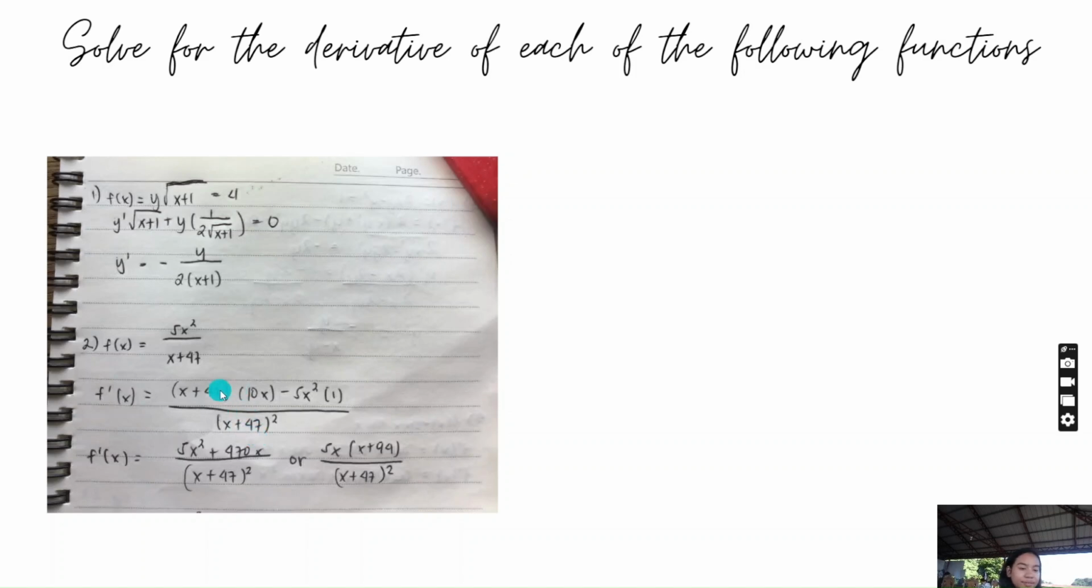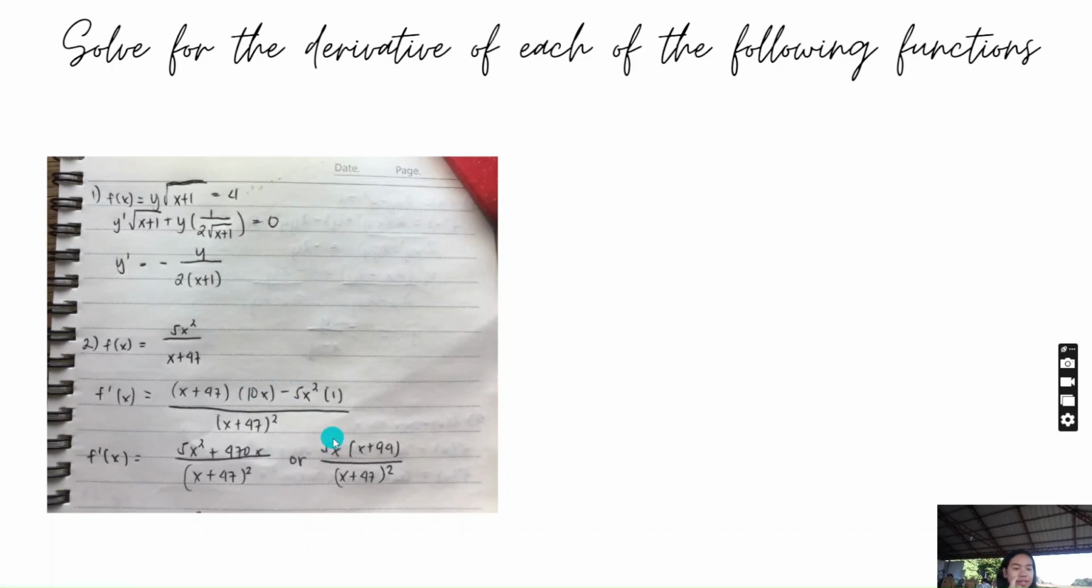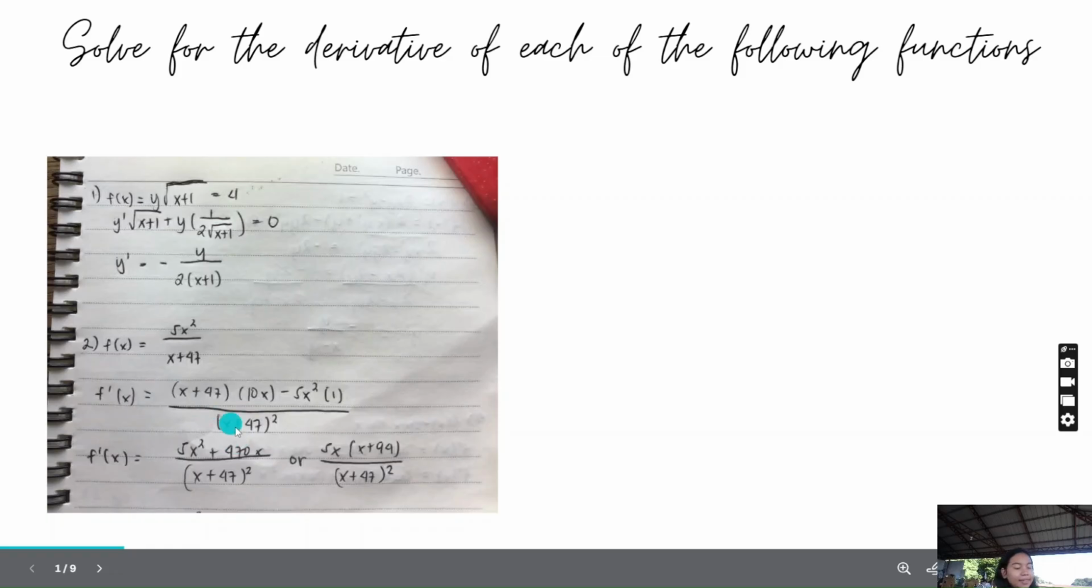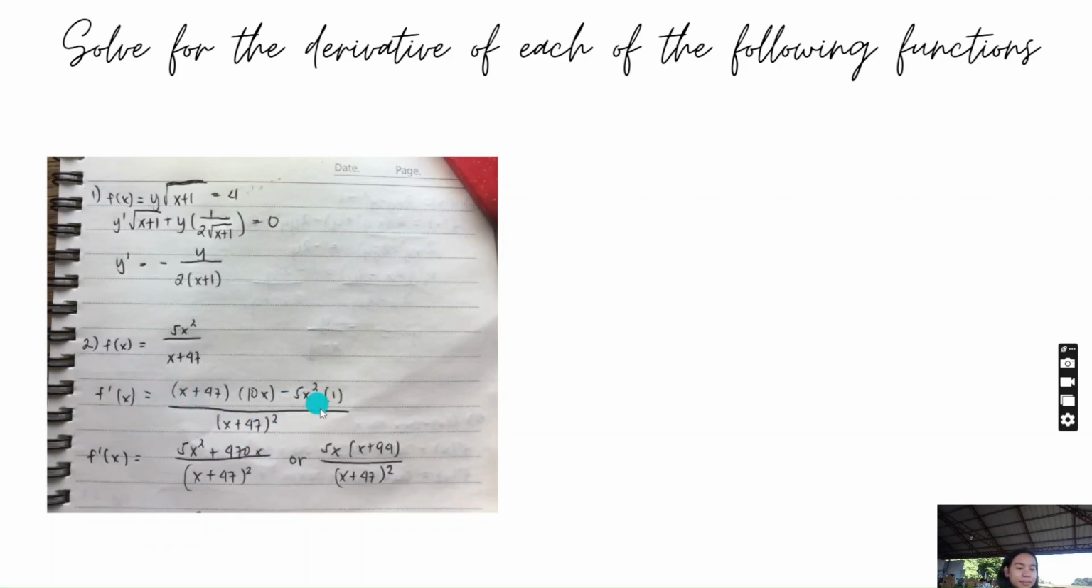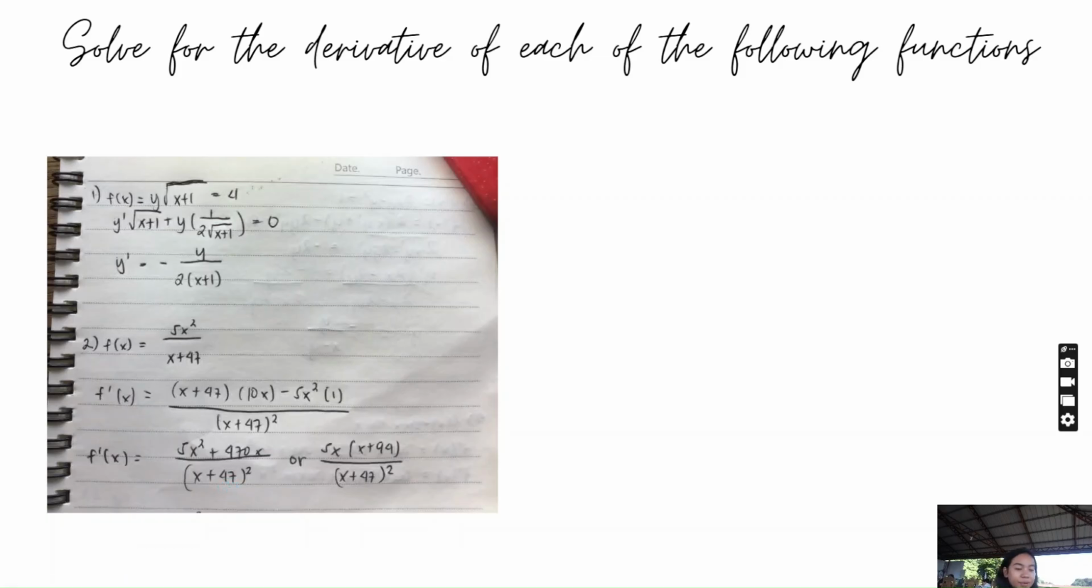And x plus 47 times 10x, since x plus 47 is our v, and 10x is the derivative of u. And then minus 5x squared, which is our u, times the derivative of our v, which is 1. By applying operations, multiplying 10x times x plus 47 minus 5x squared, we have obtained 5x squared plus 470x, and then we just copy the denominator, which is x plus 47 squared.